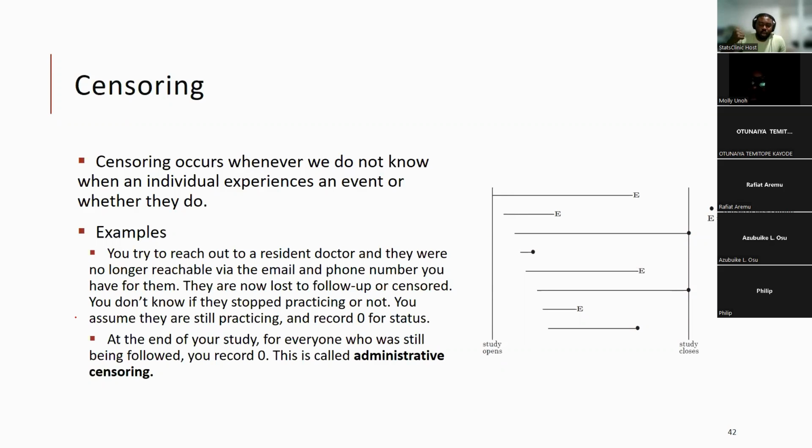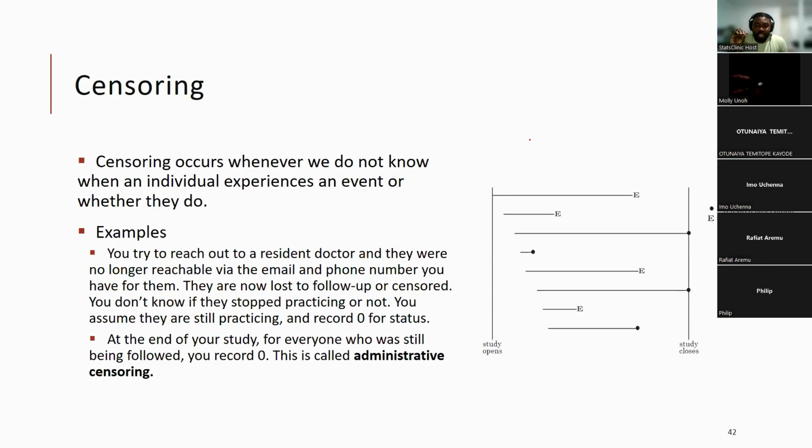What did we call it when the study ends before they experience the outcome? Anyone? Yes, you've done a study for 5 years and you're following people up to see whether they die. Administrative censoring, very good. Okay, administrative censoring.